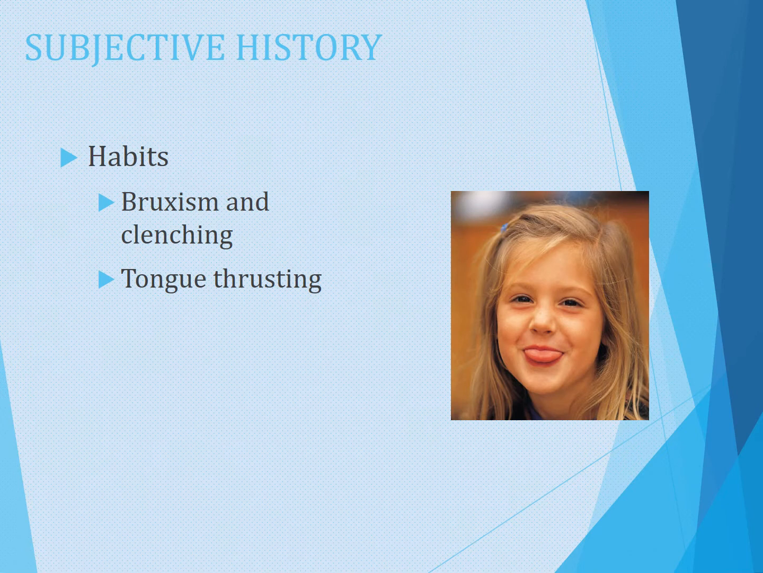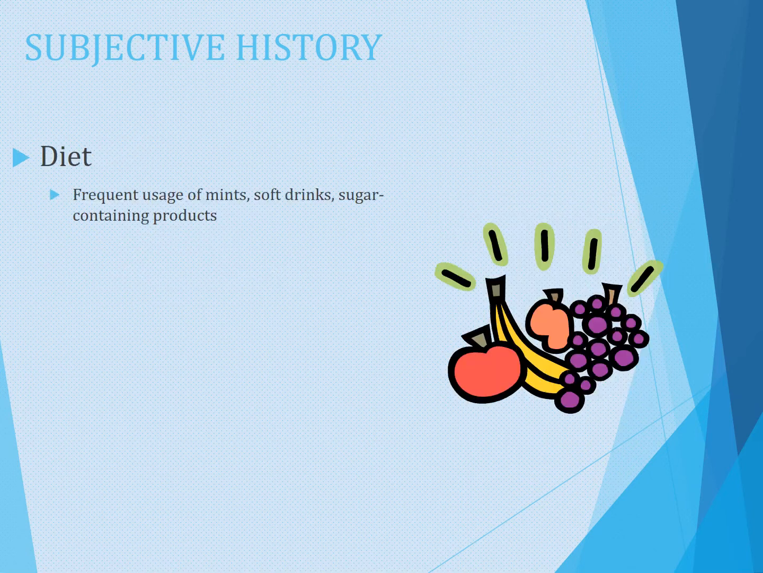Subjective history is more about habits. So, do they have a habit of bruxism or clenching? And we have to plan the prosthesis according to that. Do they have a tongue thrusting habit? We have to modify the prosthesis according to that. Or even, in a few cases, it is not even indicated. So, we can explain that to the patient.